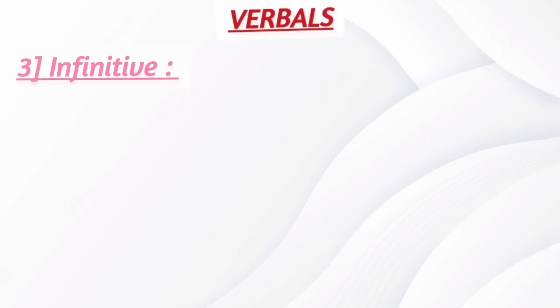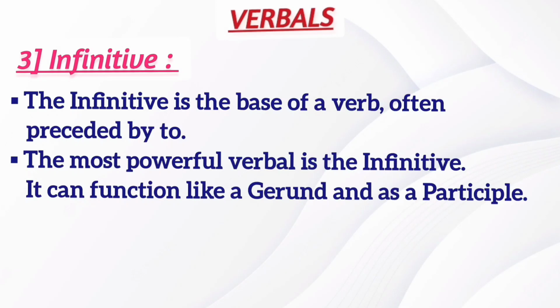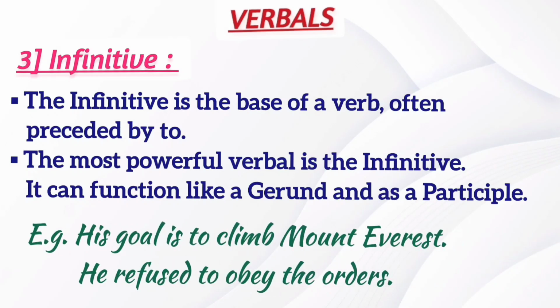The third type of verbal is the infinitive. The infinitive is the base of a verb, often preceded by to. The most powerful verbal is the infinitive. It can function like a gerund and as a participle. For example, his goal is to climb Mount Everest. He refused to obey the orders. Here, the verbals to climb and to obey are infinitives because they have to before them. In these two sentences, the infinitives are acting like a noun.